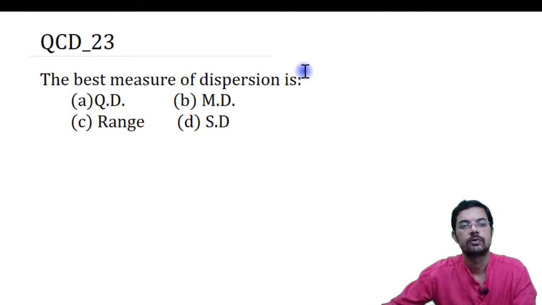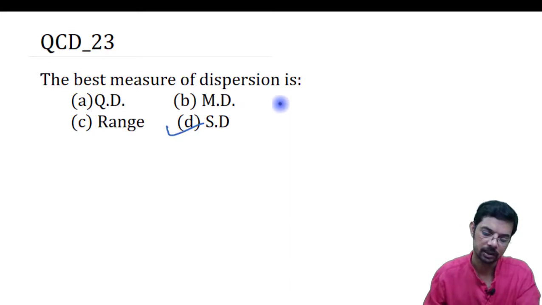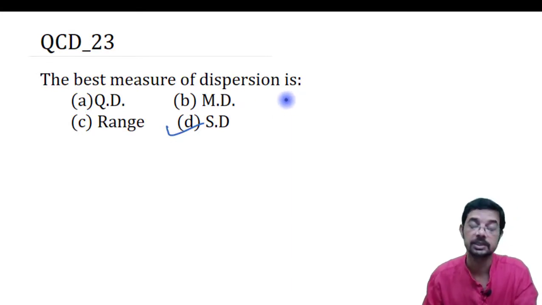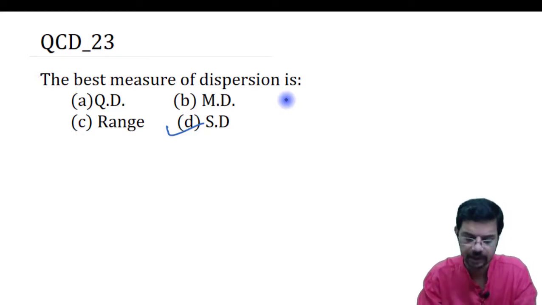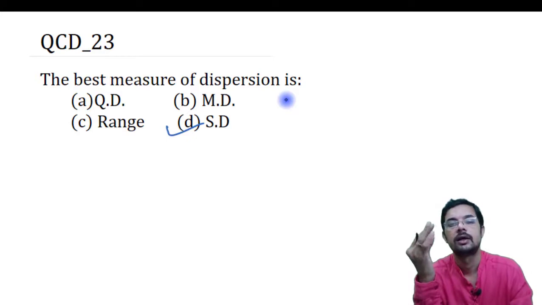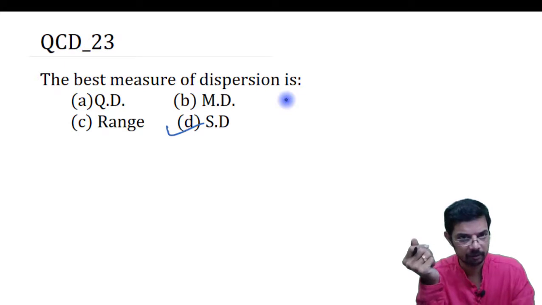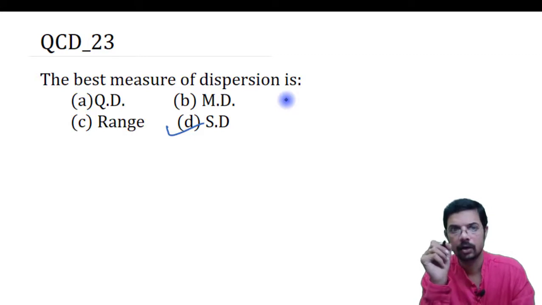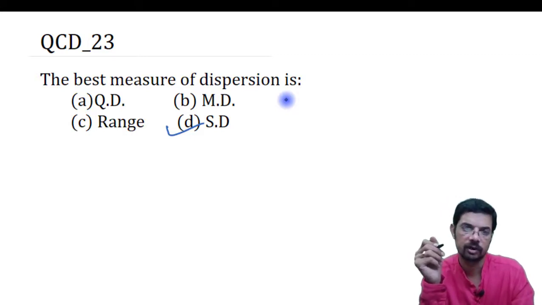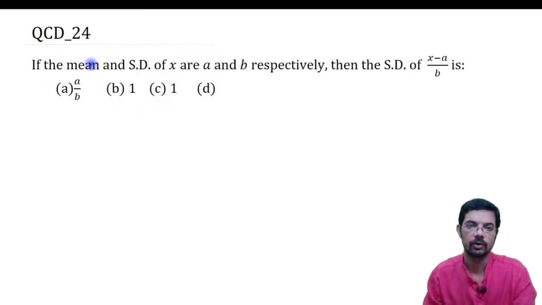Next question number 23. Which is the best measure for dispersion? We always know that the best measure is standard deviation because it is rigidly defined, mathematically defined, and based on all the observations, as well as it is not affected by sampling fluctuations very much. Also it has some desirable mathematical properties, so we can say that standard deviation is the most suitable or the best measure for dispersion if you have a choice.